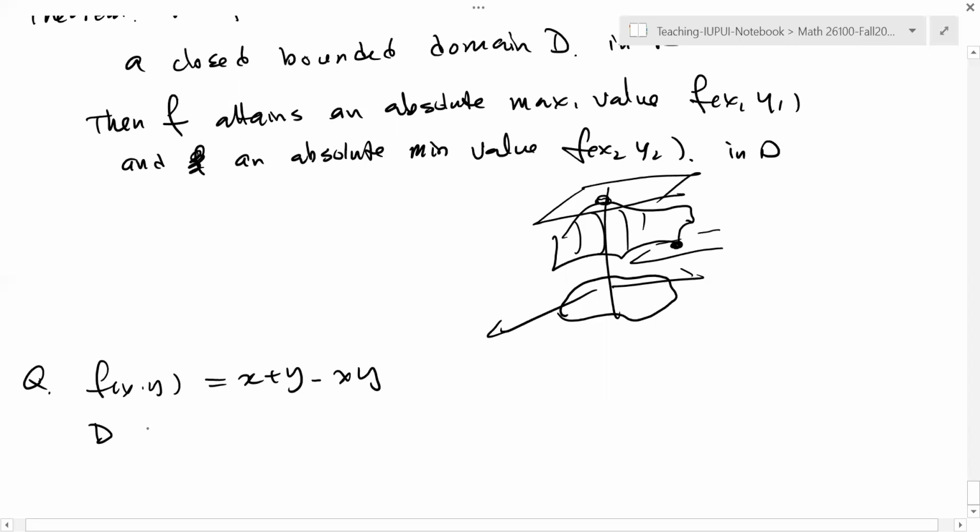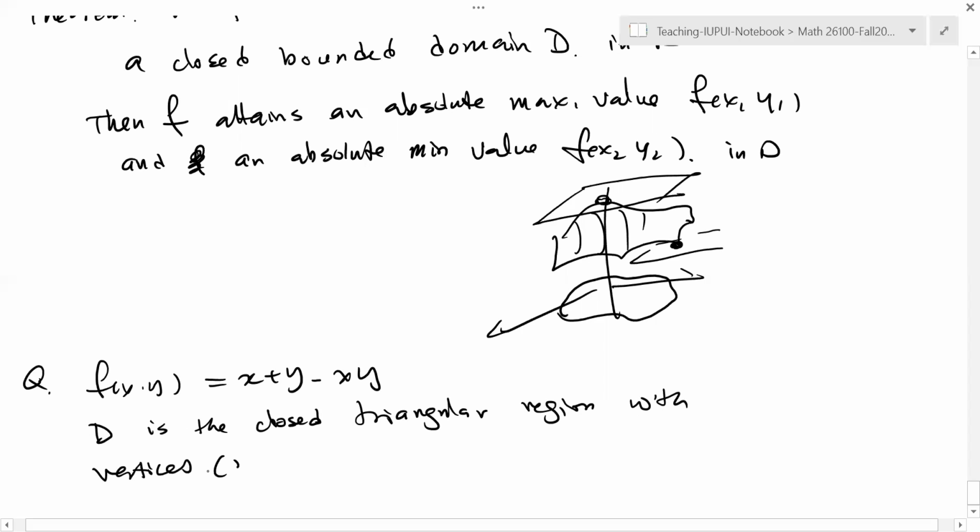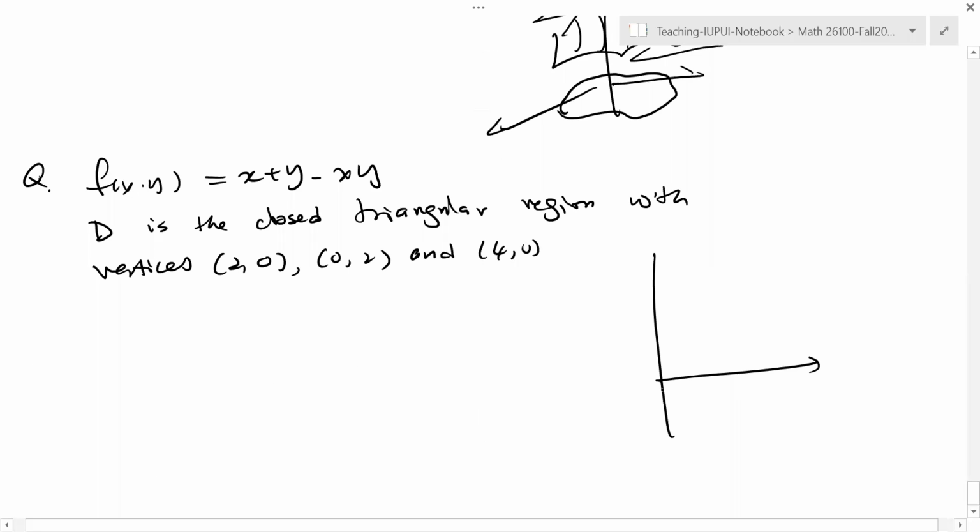D is the closed triangular region with vertices (2, 0), (0, 2), and (4, 0). So here's the region. This is two-dimensional, right? With the vertices (2, 0), (0, 2), and (4, 0), somewhere here like that.